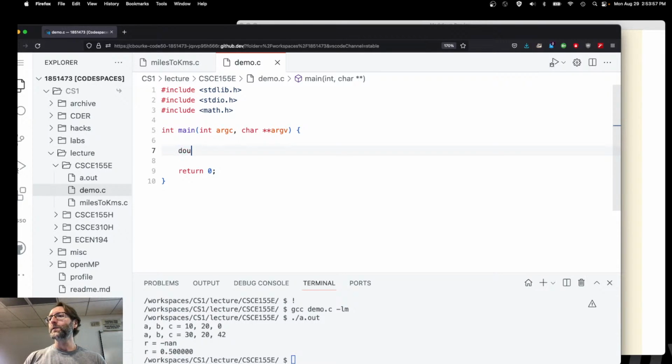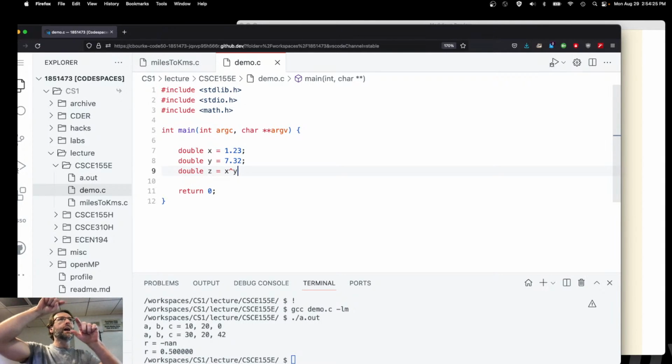So let's go ahead and go double x is equal to, I don't know, 1.23. Double y is equal to 7.32, right? And I want to compute x raised to y, so double z. Now, some of you might have seen programming languages or conventions that do something like this. X raised to the y, right? That's a little caret that says put that y up there, because you can't write x and then a superscript y in code. So what's the next closest thing? Well, this little caret that says put that y up there. That doesn't work. It will compile, it will not give you what you want.